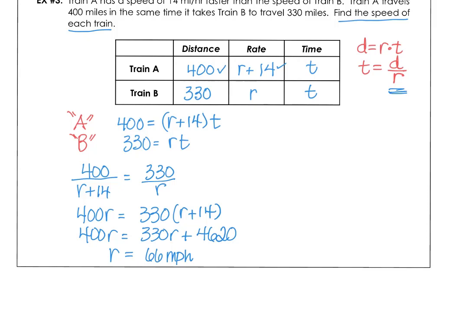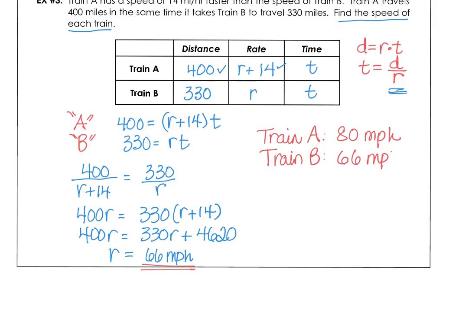Going back to answer the question, the speed for train A is 66 plus 14. So the speed for train A is 80 miles per hour. And the speed for train B, we solved, which was R, is 66 miles per hour.